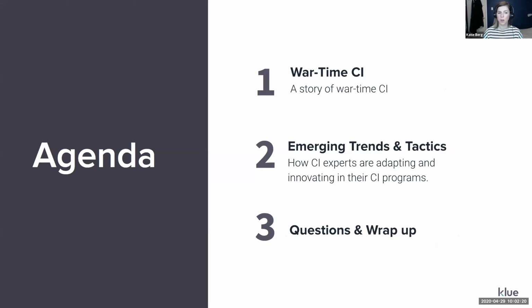Before we get started, just want to run through a quick agenda of what we're going to cover today. We have a couple different things. We're going to start with, I want to discuss the concept of wartime competitive intelligence to set the stage for how we can be thinking about managing our CI programs now and for the rest of the year. And then we're going to cover some of the emerging trends that we're seeing in CI over the last couple of weeks. So we have 4 key trends that we've seen and some emerging tactics that we have also seen our customers use, see other CI experts use, and also that we've been trying ourselves.